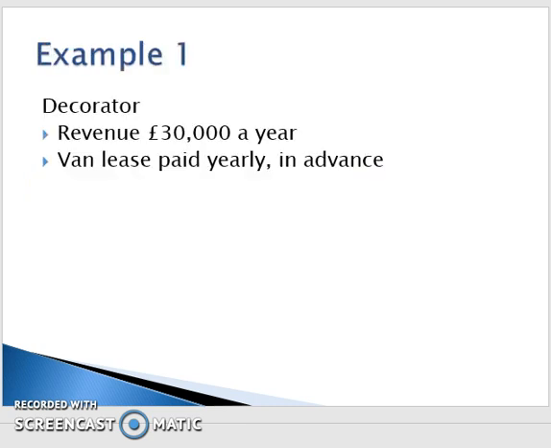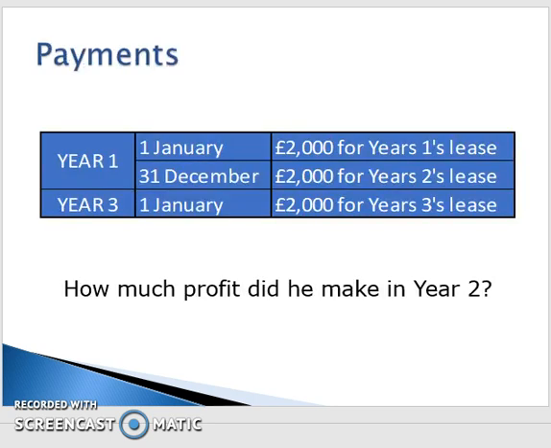Imagine a decorator whose clients provide their own materials, and his only expense is a lease payment on his electric van, which he pays once a year in advance. His clients pay him £30,000 a year. Here are the payments he makes for the van lease. Have a look at the payments and see how much profit you think he makes in year 2.